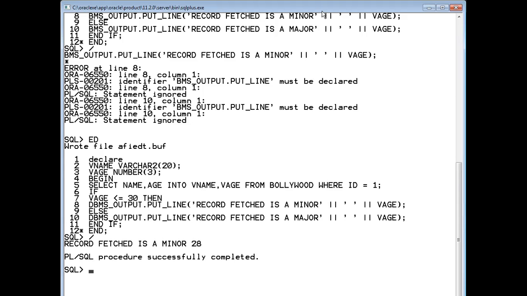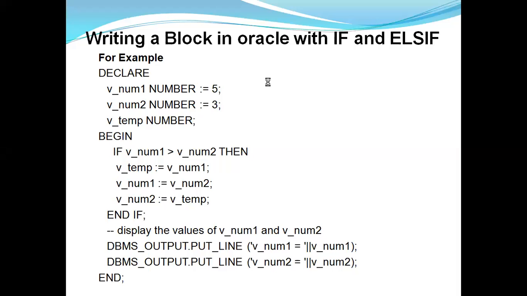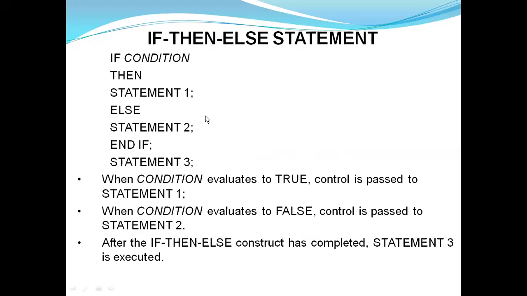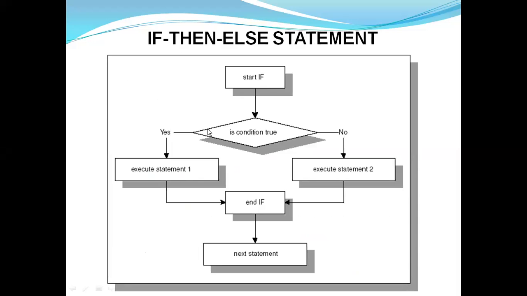Okay, so now go back. Here I think it is clear how to write it. No need to go into detail. Everybody knows it very well: if condition, then statement 1, else statement 2, and end if, then statement 3. So when the condition is true, 1 will execute, otherwise 2. After that, it will jump to 3. So within 1 and 2, only one statement will get executed. So this is how the if then else works. Everybody knows the flow chart.